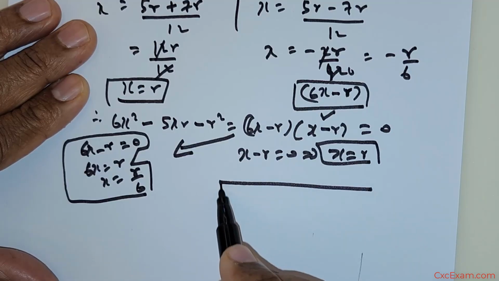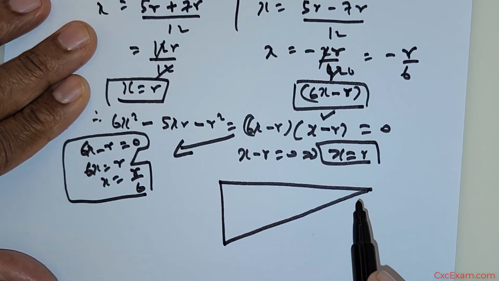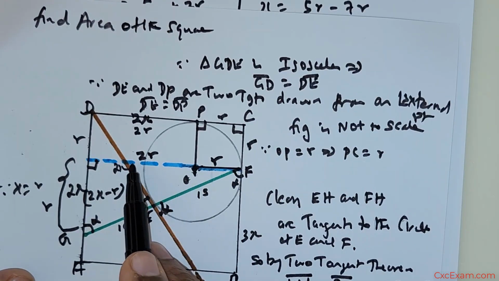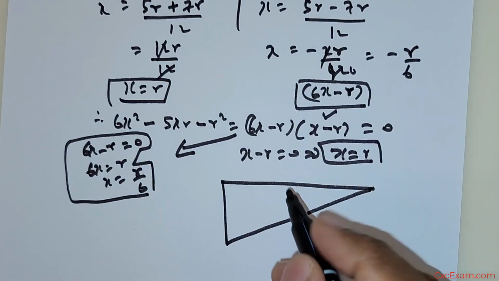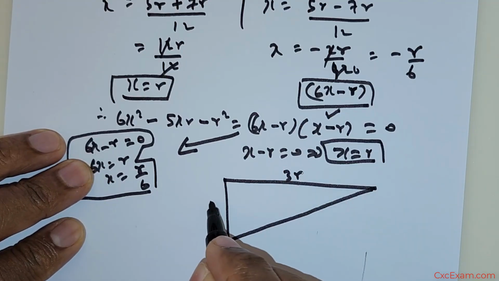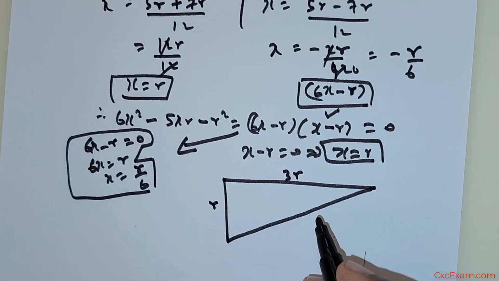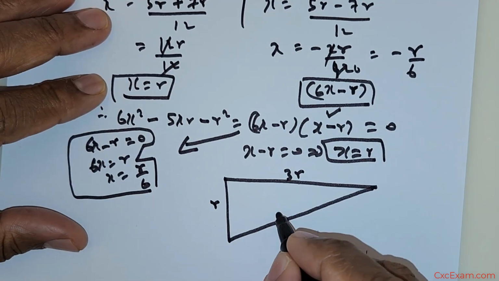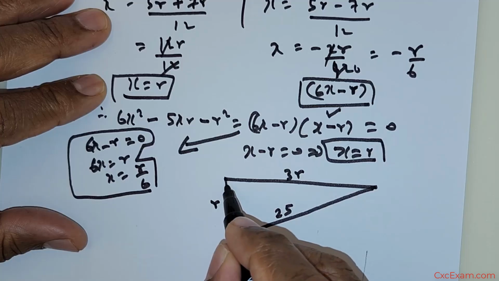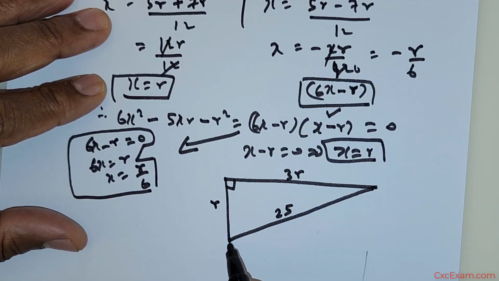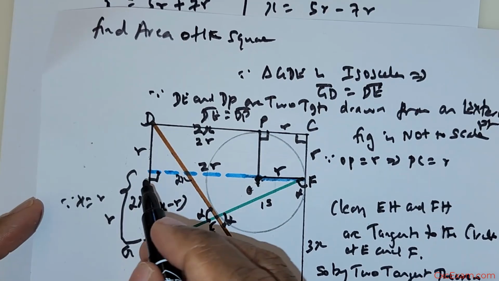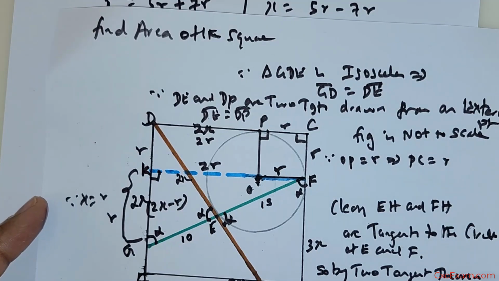So let me draw this. This is what we have got. This entire length is 2r plus r, which is going to be 3r. This entire length is r, and this entire length is 10 added with 15, which is 25. So this is 90 degrees, and this point is G, this point is F. Let me take this point as some K.